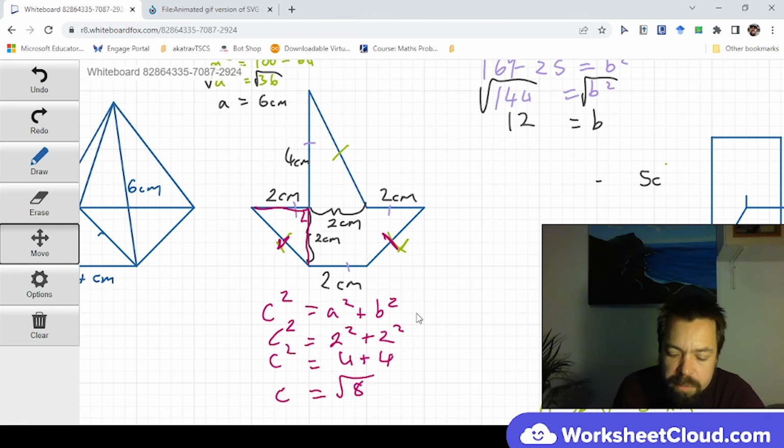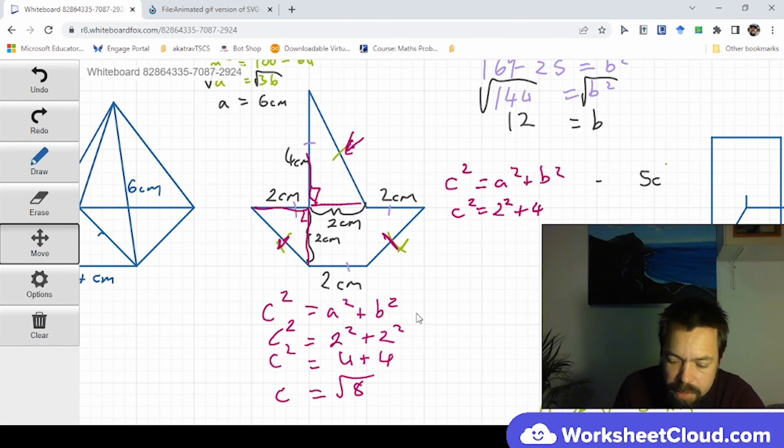And likewise, we need to find this length. There's our right angled triangle. We're looking for the long side. So c squared is equal to a squared plus b squared. C squared is equal to 2 squared plus 4 squared. C squared is equal to 4 plus 16. C squared is equal to 20. C is equal to root 20.